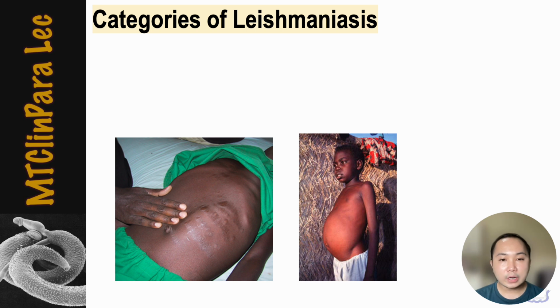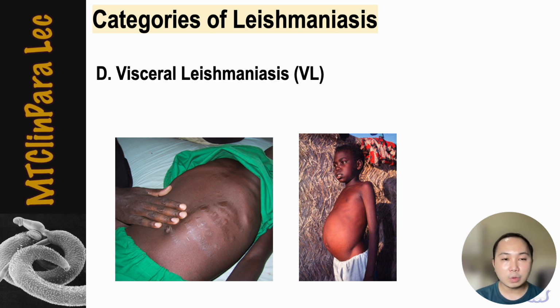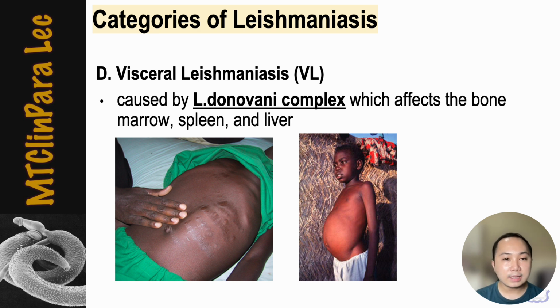So the last category for our leishmaniasis is what we call the visceral leishmaniasis. This is usually associated with L. donovani complex, which affects the bone marrow, spleen, and liver. Hence the name visceral leishmaniasis, as it affects the visceral organs of the body. Usually this is considered a disseminated parasitosis, meaning the parasite has invaded all throughout the body of the host.